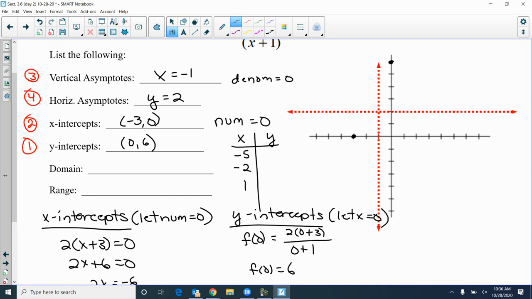What do you got? For -5, I got 1. Okay. I got -2, and then 4. So (-5, 1), (-2, -2), and then (1, 4).